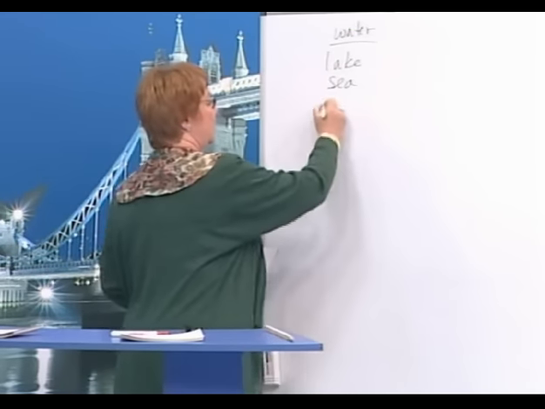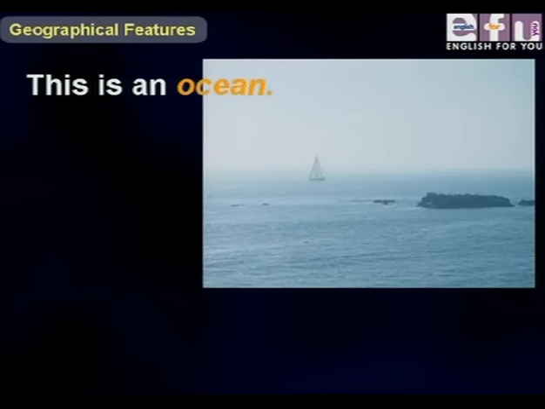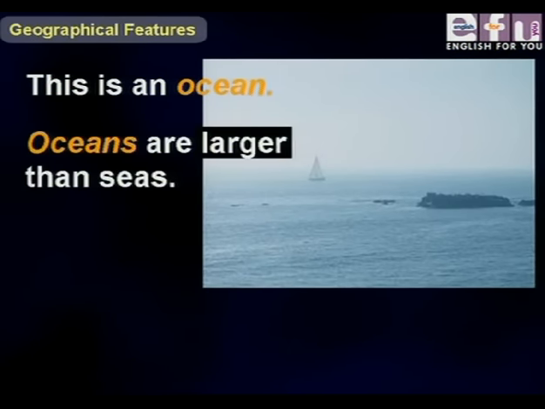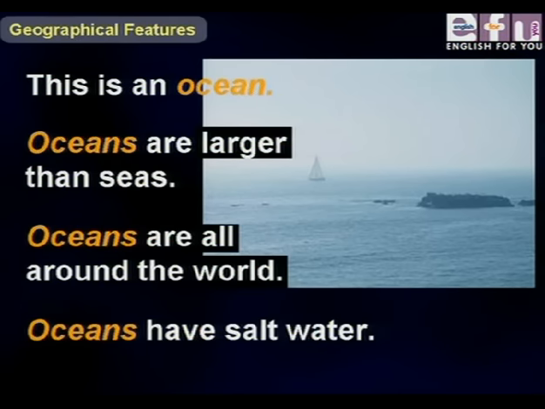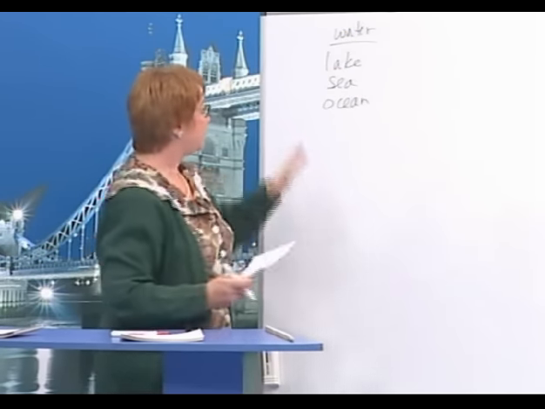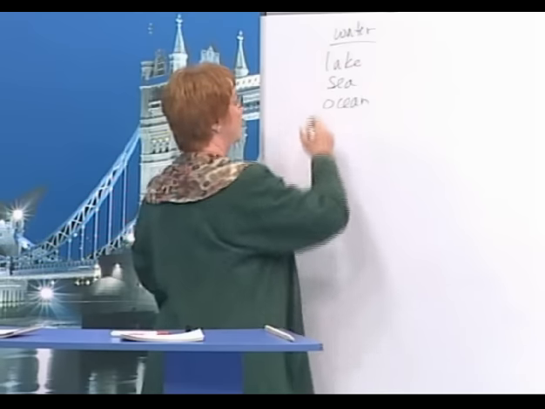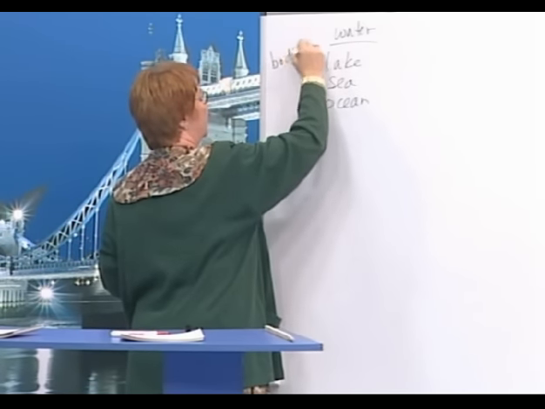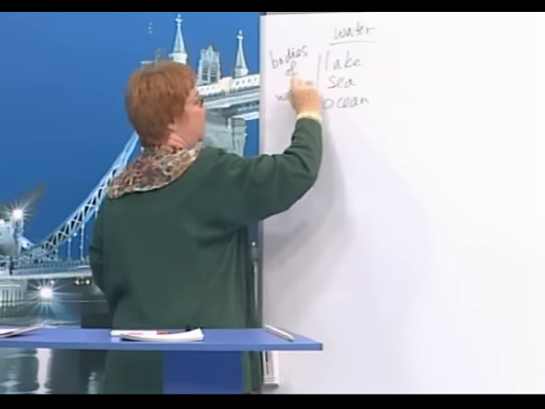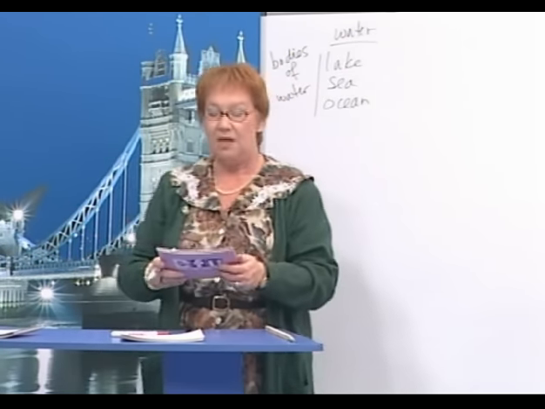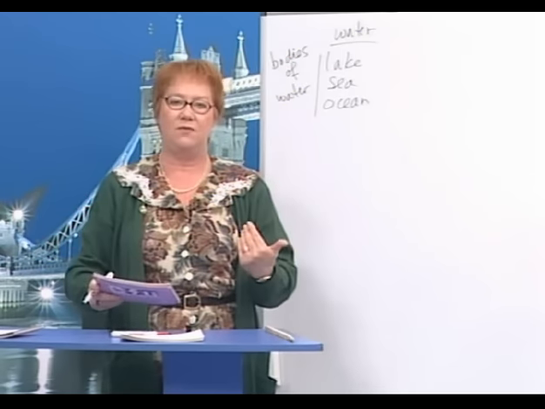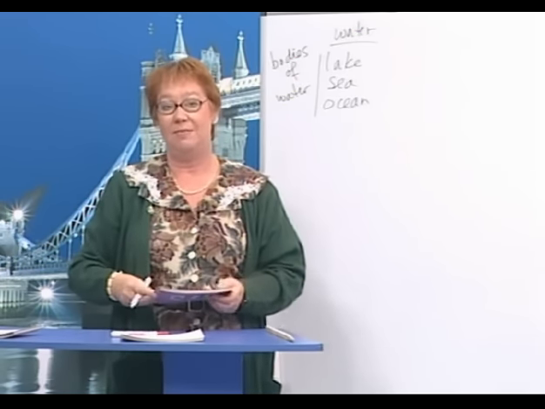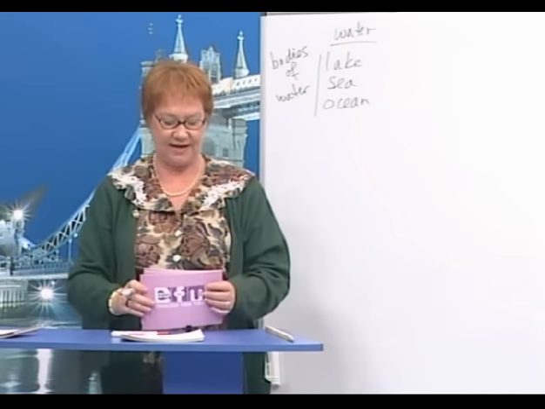The next one is an ocean. This is an ocean. Oceans are larger than seas. Oceans are all around the world. And oceans have salt water also. We call lakes, seas, and oceans bodies of water. Bodies of water. Okay, so that's another way to talk about it. If you are standing on the land and looking, it's hard to know if a body of water is a sea or an ocean because we can't see the land on the other side.